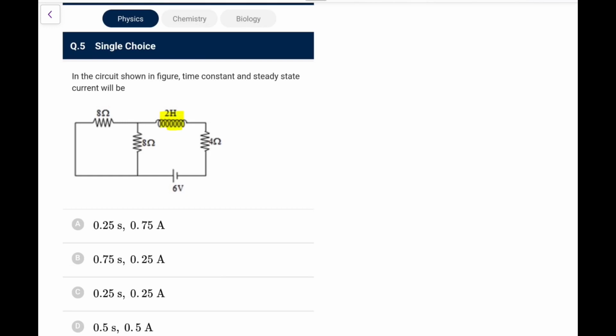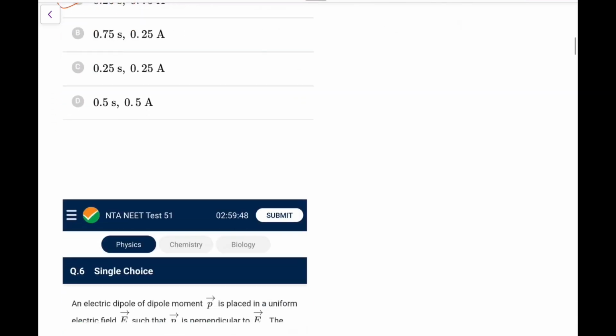First of all, how to calculate a steady state current? In steady state, it behaves as a wire. So because it behaves as a wire, this 8 and 8 will become in parallel, that is 4, and 4 and 4 is 8. So the current in the steady state would be 6 by 8, that is 0.75 ampere. So this leaves only one option, so no point in guessing. You can solve for the time constant also, but I have done it directly because there's only one option, so I can go for A.